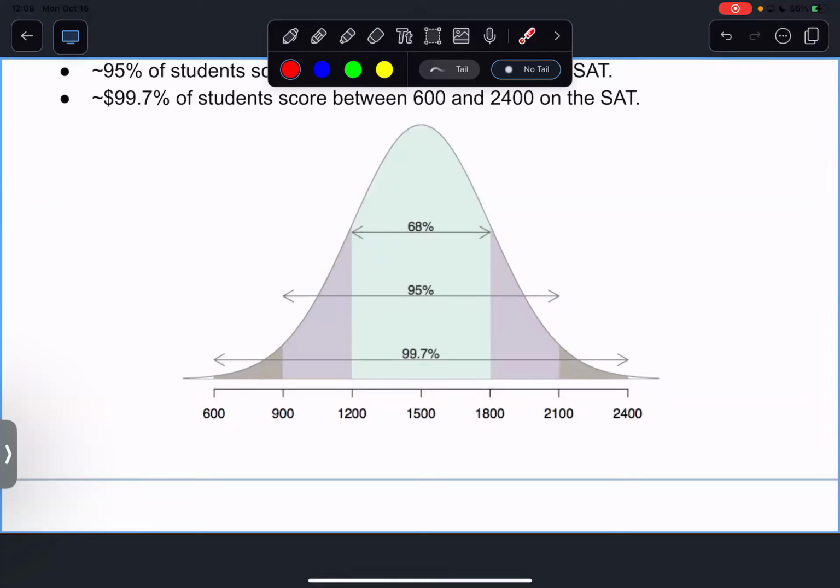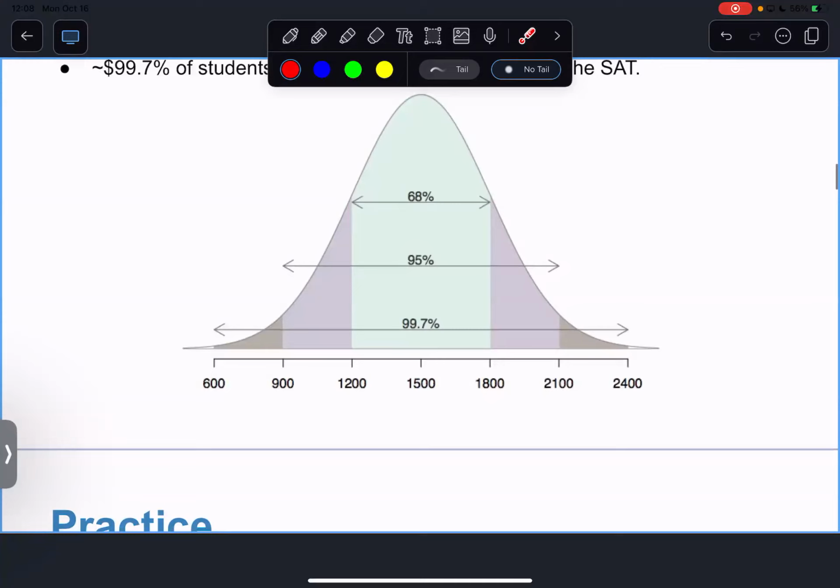I don't know what the SAT is out of. That'd be helpful. Let's say it's 2500. I don't know. Maybe it's 2400. Often there's a cap, but theoretically it keeps going to infinity still. Okay.